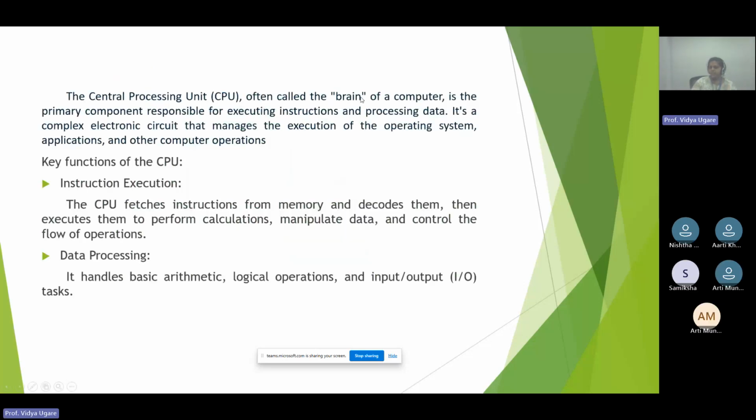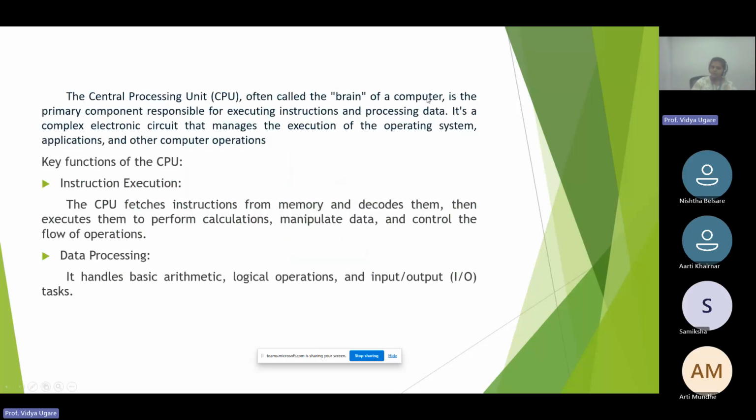Now, it is the brain of a computer, as I have already told you, because it is responsible for executing the instructions and the data. It is an electronic circuit which comes in a chip format. Chip means one IC format, integrated circuit format, which is inserted on the motherboard, and which is responsible for executing the operating system, applications, and all your other computer operations.